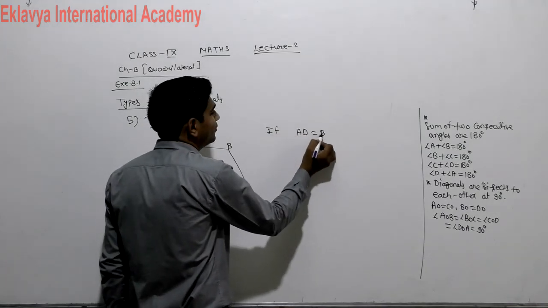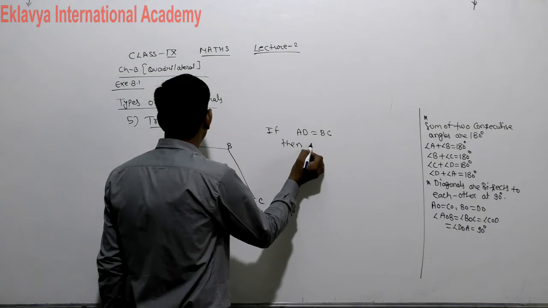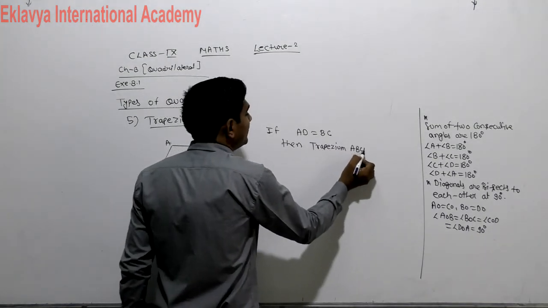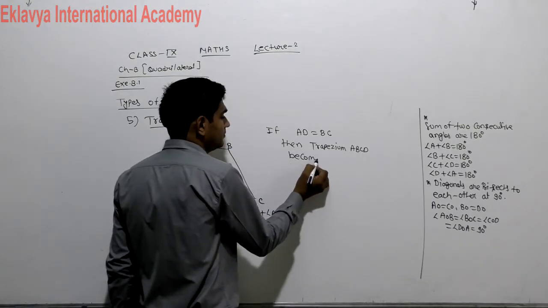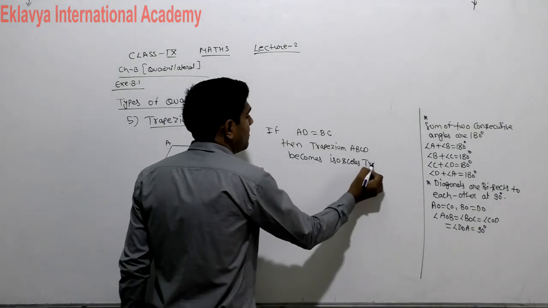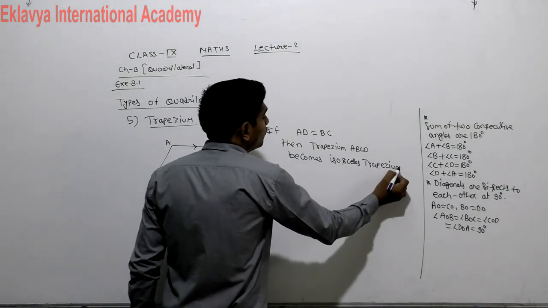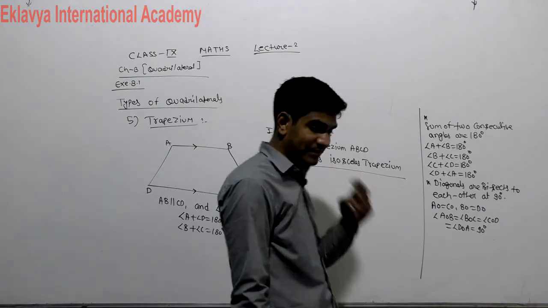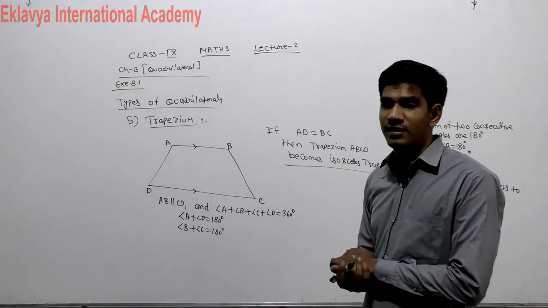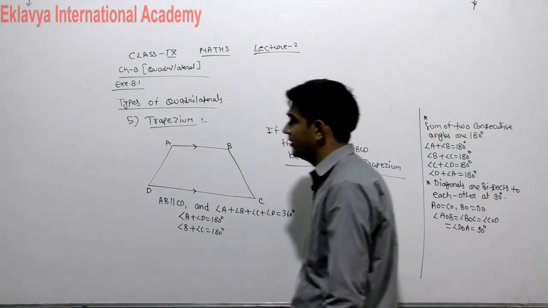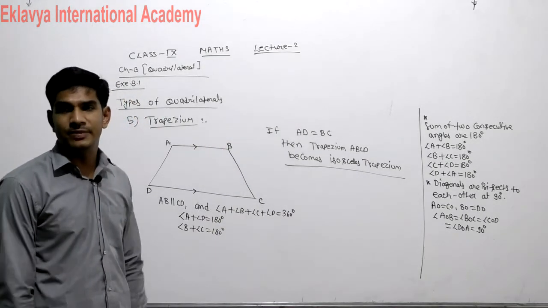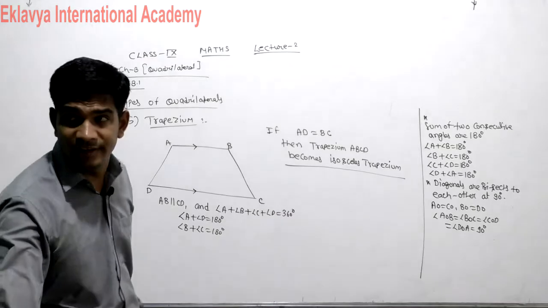Now if AD is equal to BC, then trapezium ABCD becomes an isosceles trapezium. So how will you define the isosceles trapezium? If in a trapezium the non-parallel sides are equal, then the trapezium is converted into the isosceles trapezium. Trapezium में non-parallel sides equal बनेगी, then that is converted into the isosceles trapezium.